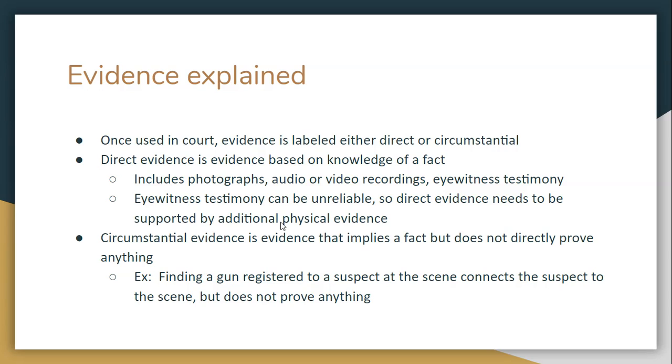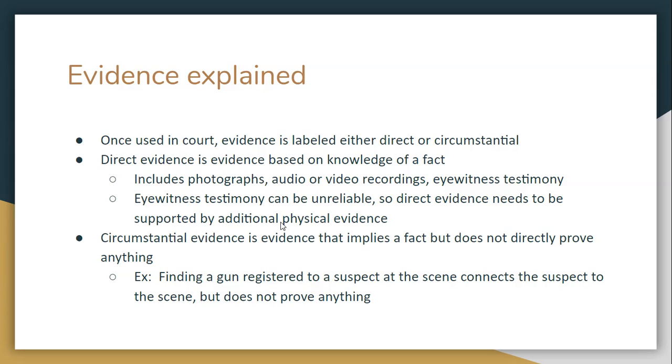In court, the evidence is either going to be labeled direct or circumstantial. Direct evidence is evidence based on knowledge of a fact. That is photographs, audio or video recordings, eyewitness testimony. Circumstantial evidence is something that implies a fact but does not directly prove anything.